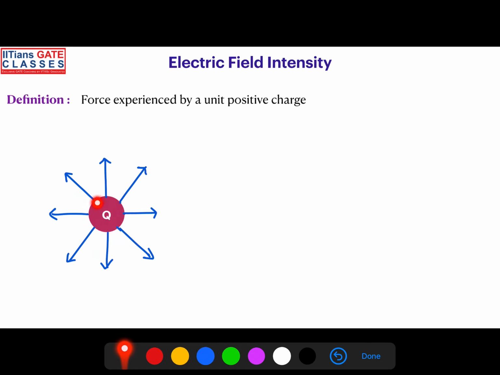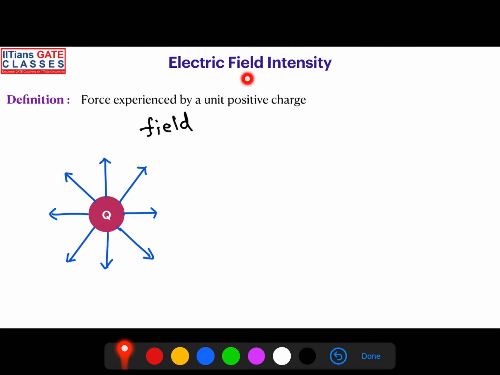So in our elementary physics, we have studied that every charged particle will create some kind of field. So there will be a field which is existing nearby this region. Whenever there is any charged particle, the field will lie away from the charge like this. This is what we have studied in our elementary physics.